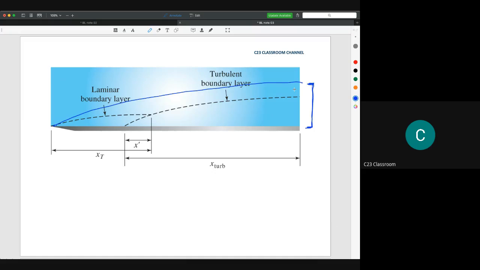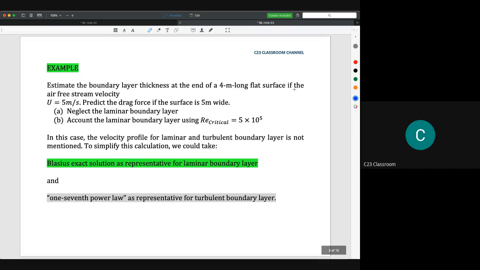Okay, so because we already know all the methods to solve the laminar boundary layers and also the turbulent boundary layers, we discuss this topic by using an example. Estimate the boundary layer thickness at the end of a 4-meter long flat plate surface if the air free stream velocity is 5 meter per second, and predict the drag force if the surface is 5 meter wide. So we have 4 meter long and 5 meter wide here.